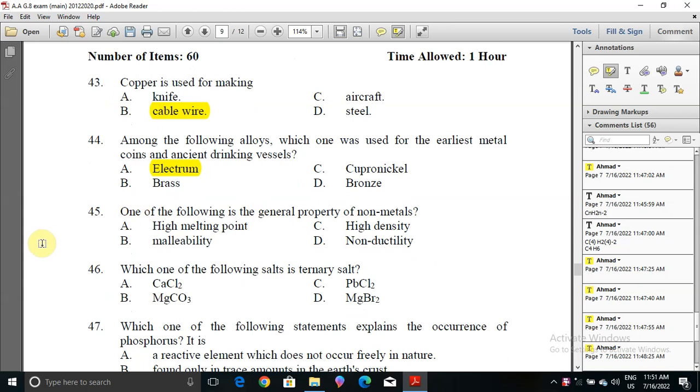Now question number 45, one of the following is the general property of nonmetals. What is it? High melting point? No, it's for metals. Malleability? No, it's for metals. High density? No, it's for metals. Non-ductility? Yes, it's for non-metals. Ductility only will be for metals, but here we have non-ductility. So that means the general property for non-metals is non-ductility, which means choice D is the correct answer for question number 45.